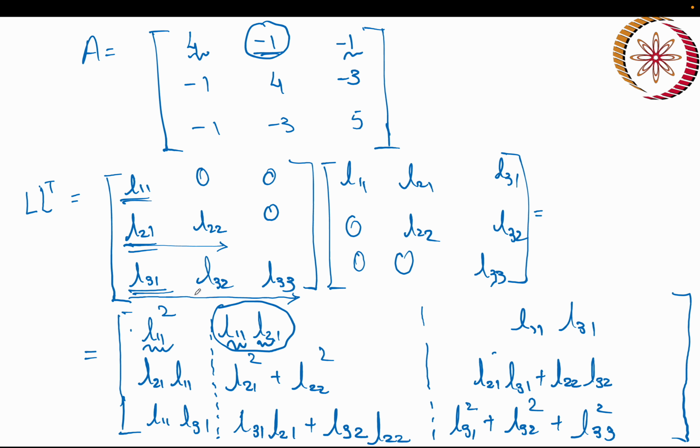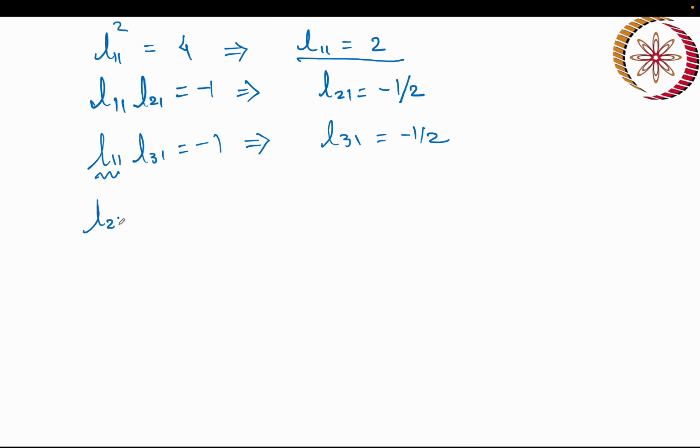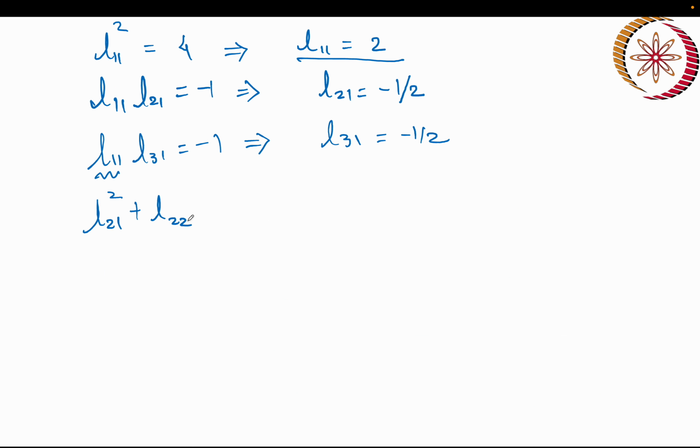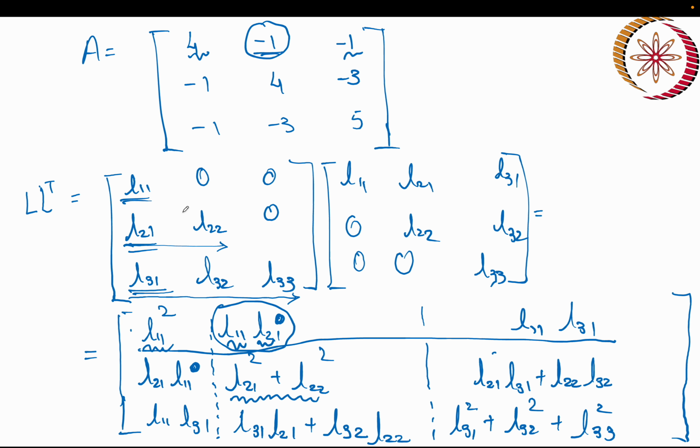Now, and then how did we get it? By computing this. We have just equated this first row. Now you can see that this and this are the same, so it is redundant to do this calculation again, so we will directly go with this equation. So L21 square plus L22 square is equal to, you see, it is 4.